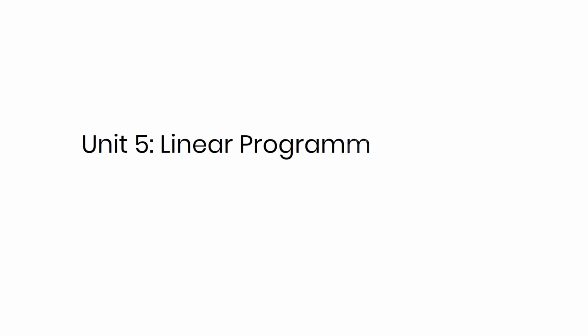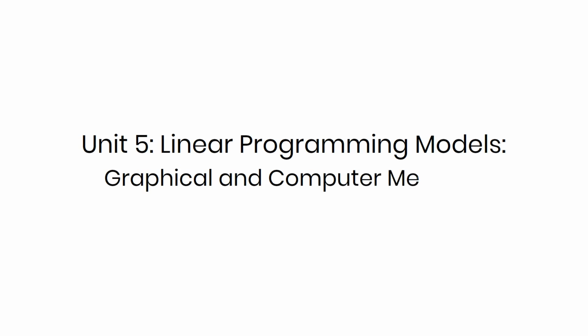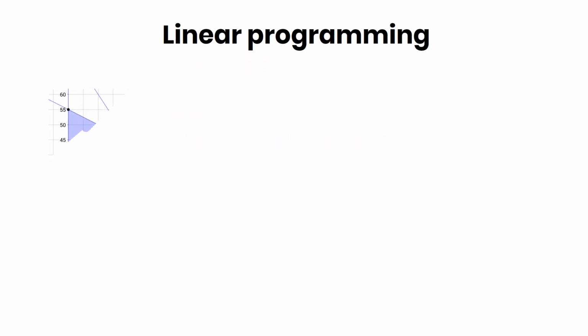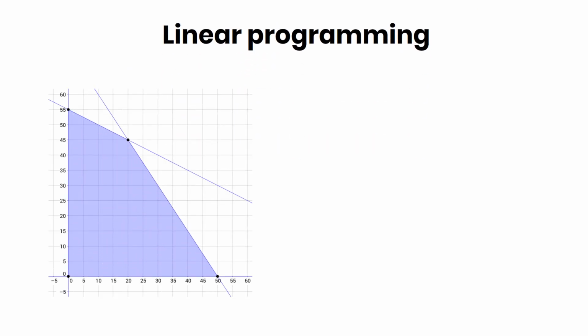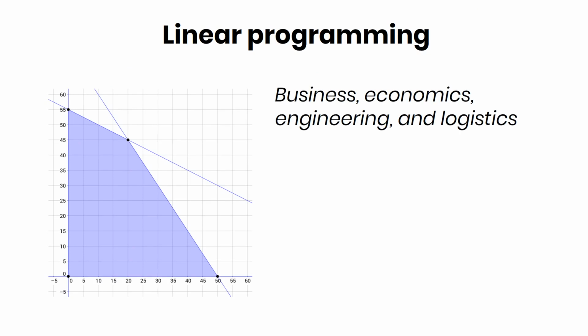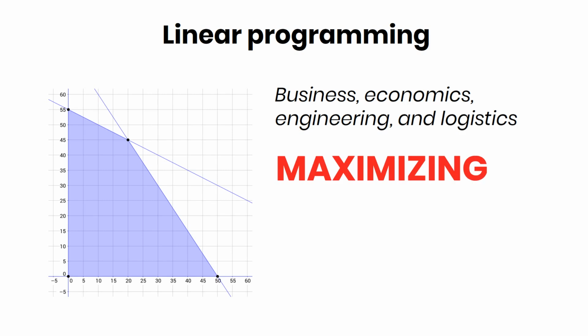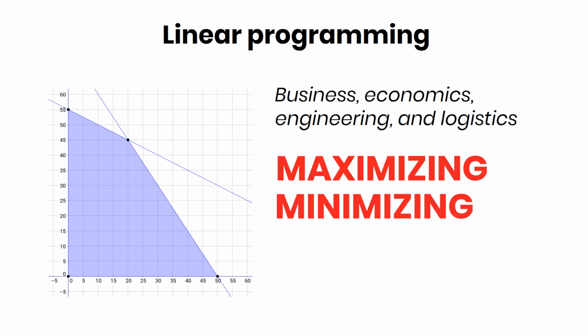Module 3. Unit 5. Linear Programming Models, Graphical and Computer Methods. Linear programming, LP, is a mathematical method used for optimizing resources, widely applied in various fields such as business, economics, engineering, and logistics. It involves maximizing or minimizing a linear objective function subject to a set of linear constraints.